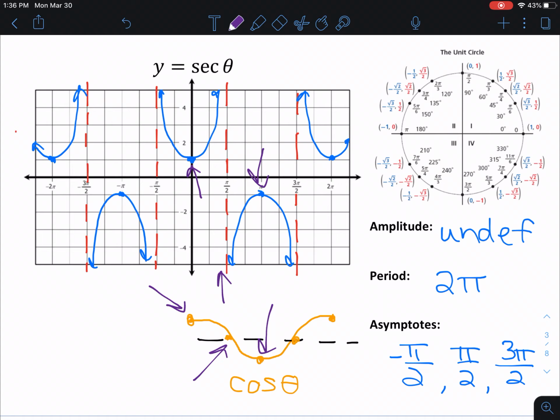Again, the amplitude here is undefined, and the period is 2 pi. This is one of those graphs where the y-axis cuts part of the period in half. Our asymptotes lie at odd multiples of pi over 2. So you see pi over 2, 3 pi over 2, etc. All right, that's the secant graph.